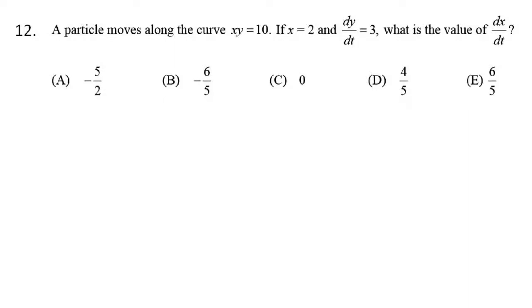Okay, so for number 12, we have a particle that moves along the curve xy equals 10, and we have x is 2, dy dt is 3. We're looking for the value of dx dt. So hopefully, with the idea the particle is moving and looking at the given information, you realize you're going to have to find the derivative of this with respect to time, and we need the product rule here. So make sure you include the product rule.